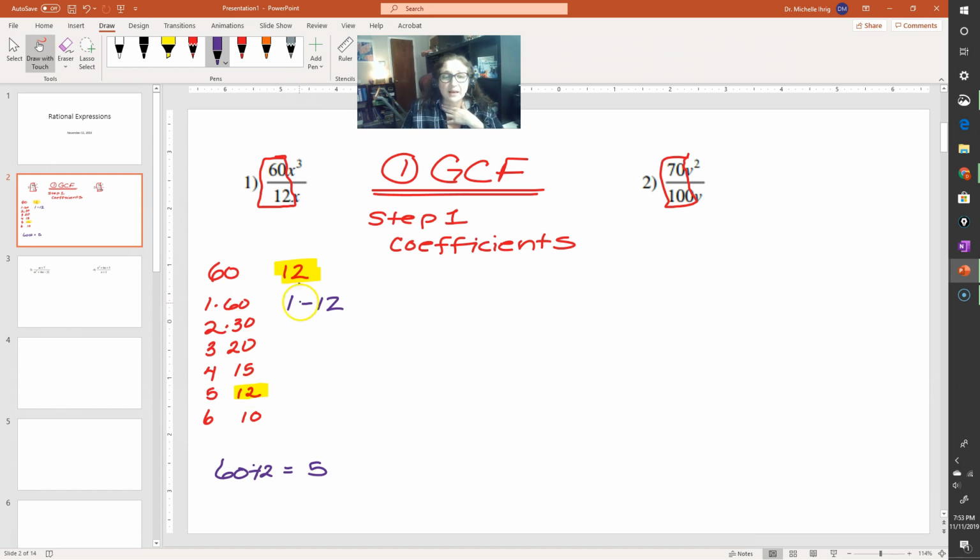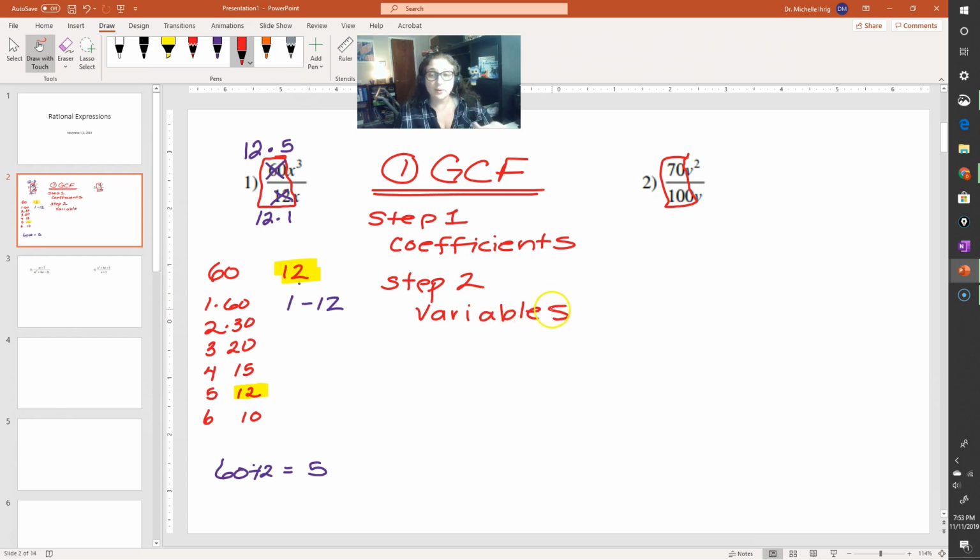So now, because I have 60 and 5, I know that I can take this 60, and this 60 is really saying 12 times 5. And this is really saying 12 times 1. So all I did is first, I did my coefficients. How can I split my coefficients up? The next thing I look at for step 2, for doing GCF, is how can I separate out my variables? I'm going to do it the long way for this problem, the shorter way for the next problem.